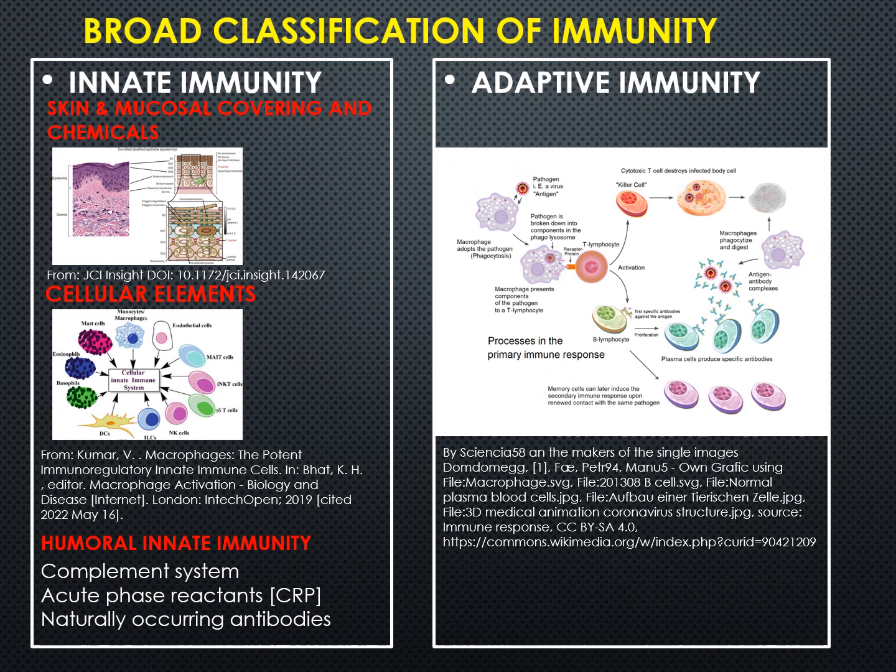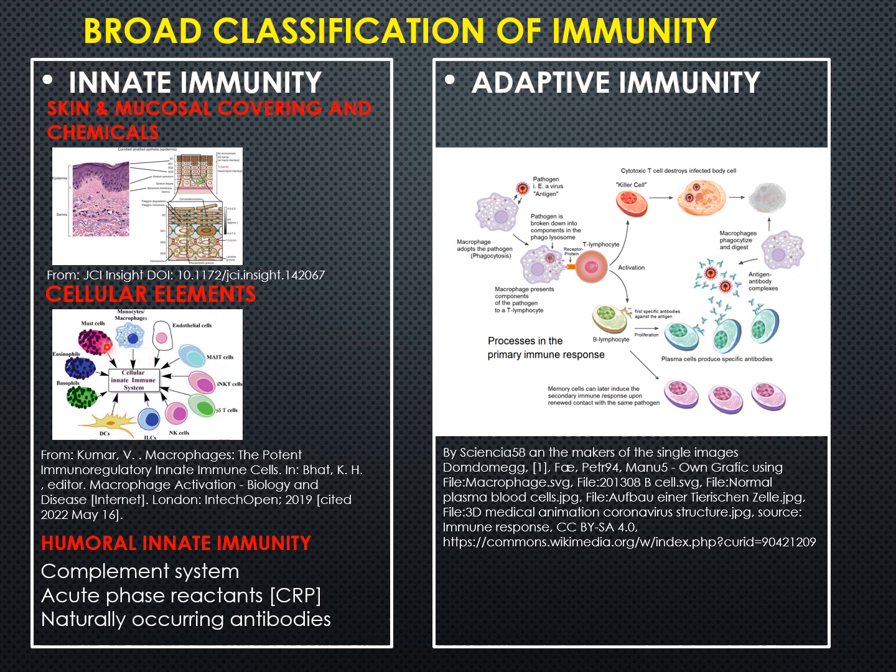So broadly, I would classify the immune system into innate immunity and adaptive immunity. Innate immunity is what we are born with. So from the time of birth, we have protective mechanisms which can be physical and chemical, like the skin covering, the coverings of the mouth, the GI tract, what we call the mucosal covering, as well as chemicals, which includes different mucins which can protect, as well as also the hydrochloric acid in the stomach which can digest pathogens which try to enter.